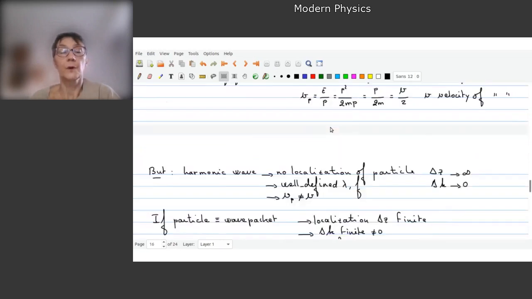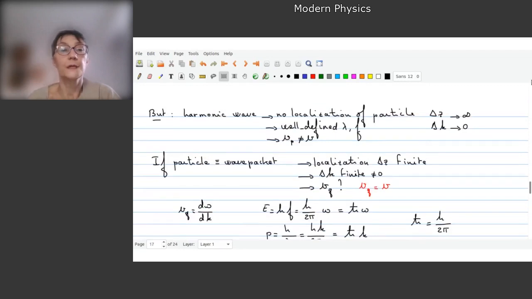So to summarize, a harmonic wave used to describe a free electron, for example, has no localization.